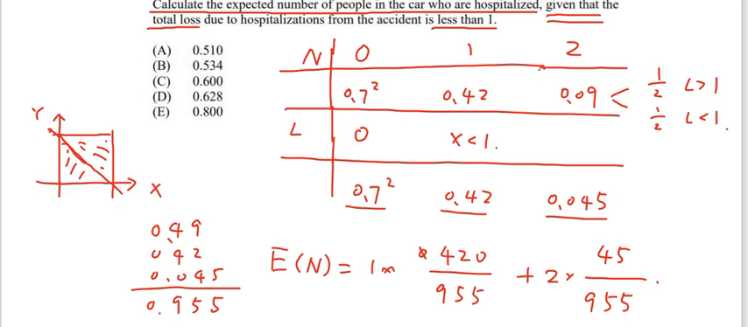Okay, so the answer is, some calculation. What is the answer? We are 0.534 like that, 0.534. Yeah. Okay. So here the key point is the conditional distribution. We should make the total probability to be 1, right?